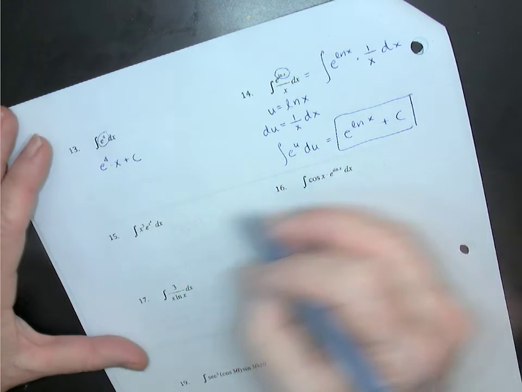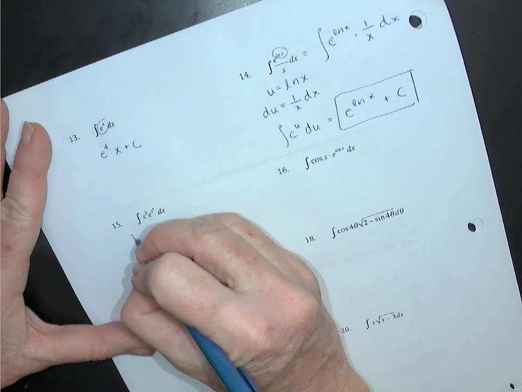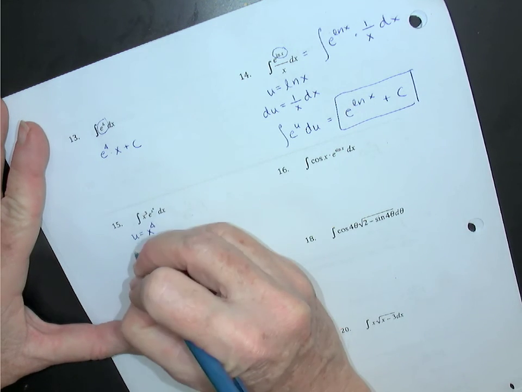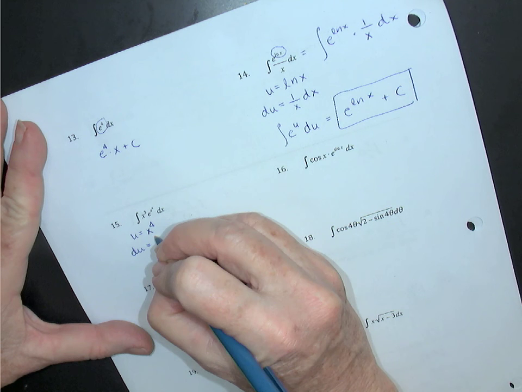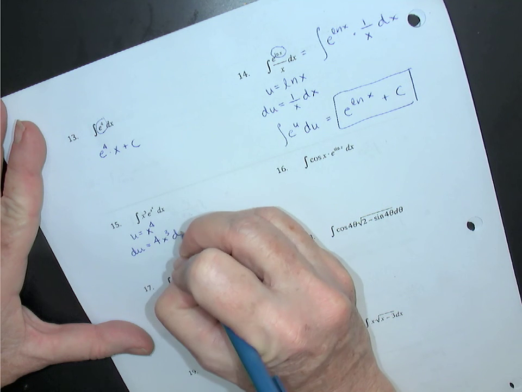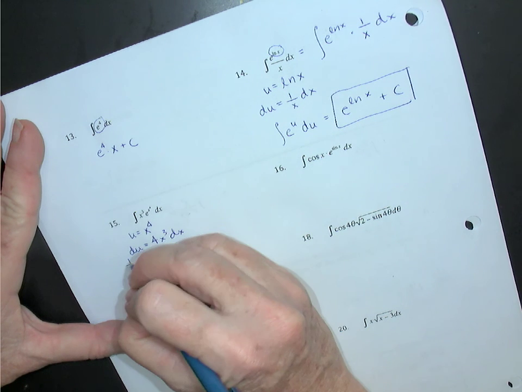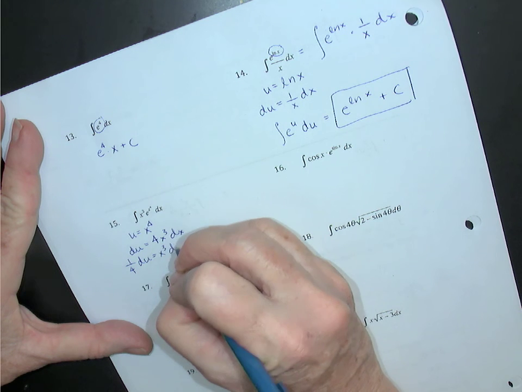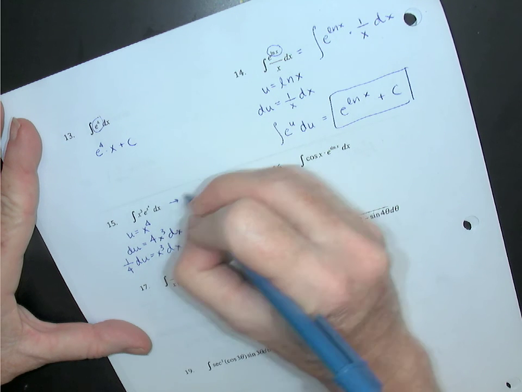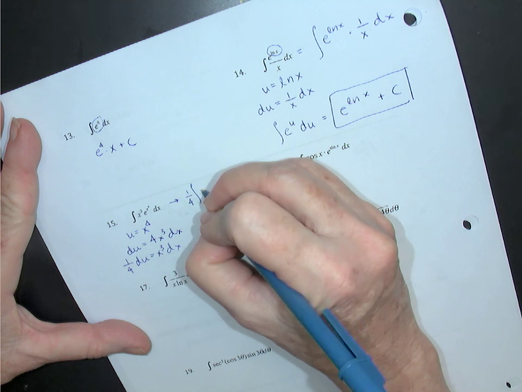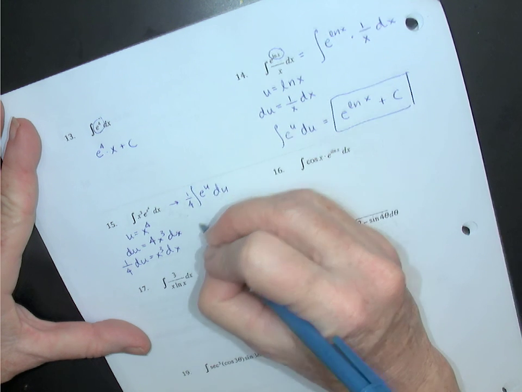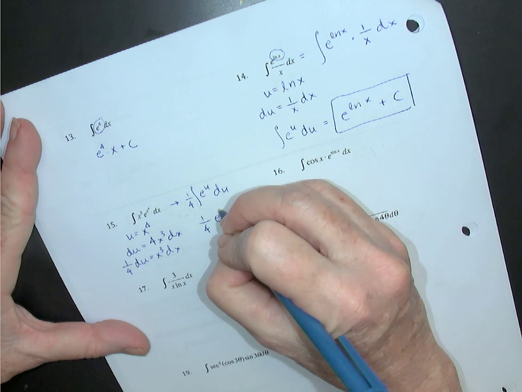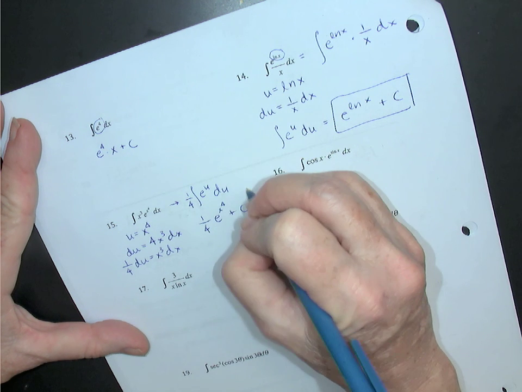Might as well finish this off. You get the idea here. u is going to be x to the 4th. du is 4x to the 3rd dx. We don't need that 4 there, so we have 1/4 du is x to the 3rd dx. So we can rewrite this as 1/4 e to the u du. So we're going to have 1/4 e to the x to the 4th plus c.